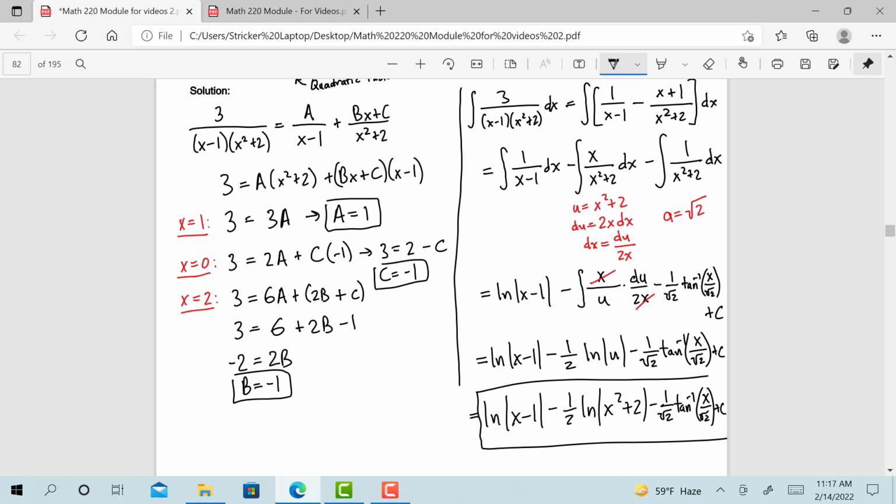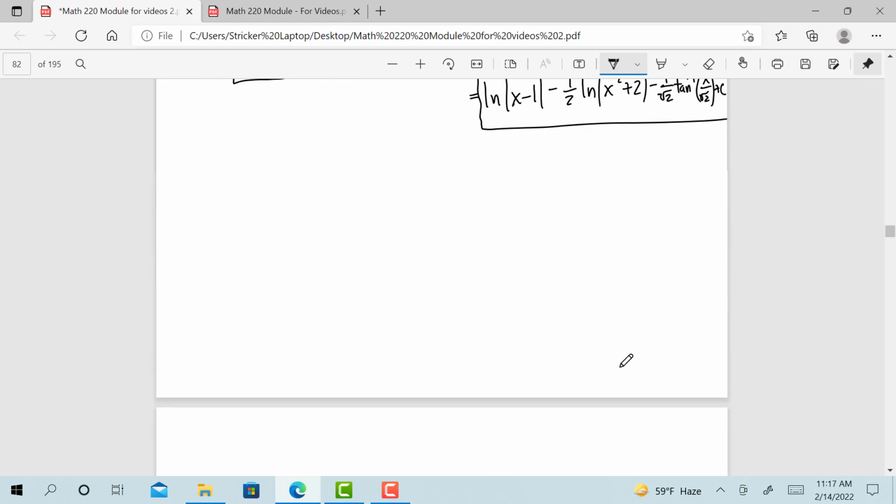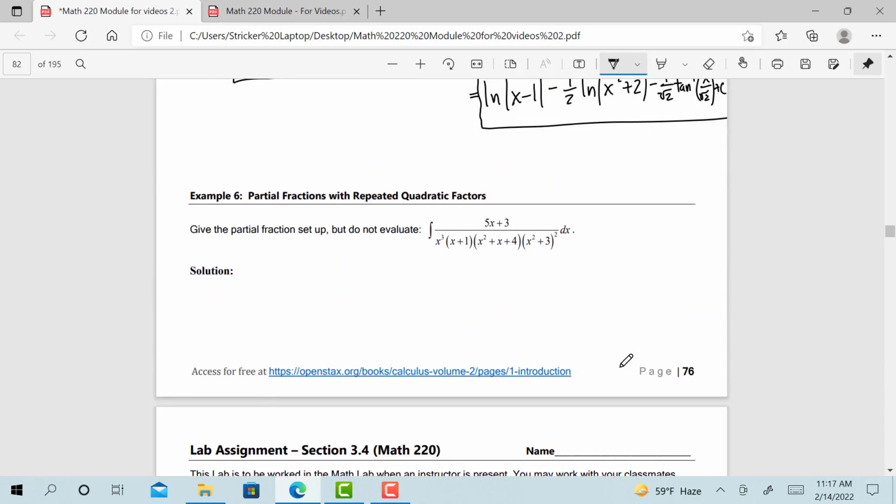Now there is one more example in this section, and that's example 6. And this one doesn't actually ask us to evaluate, but it does ask us to go ahead and decompose the partial fraction. So think about all the different factors we have there, which ones are linear, which ones are quadratic, and go ahead and pause the video and write on your own what you think that would work out to.